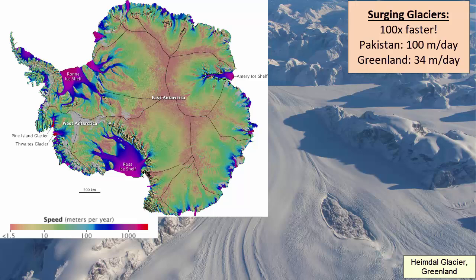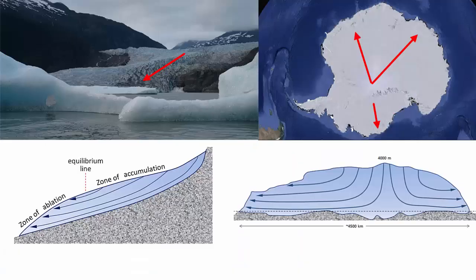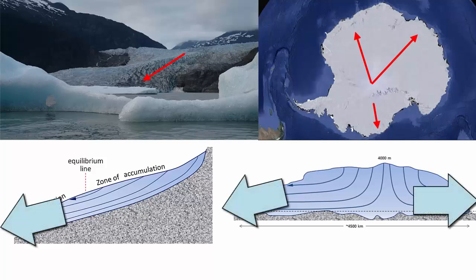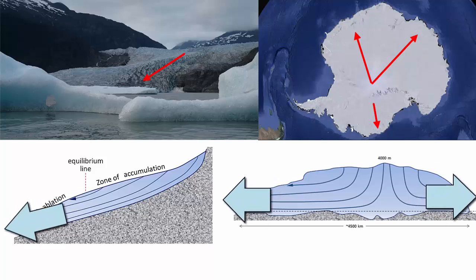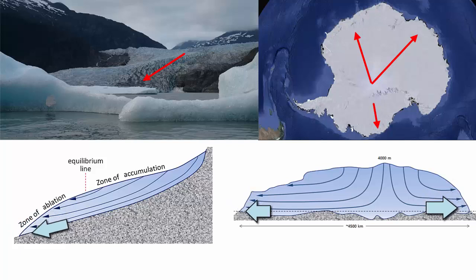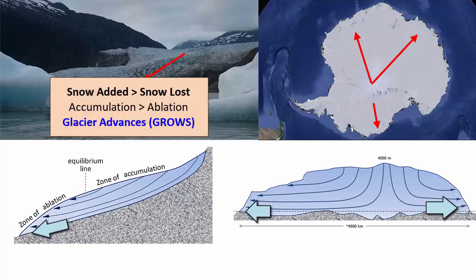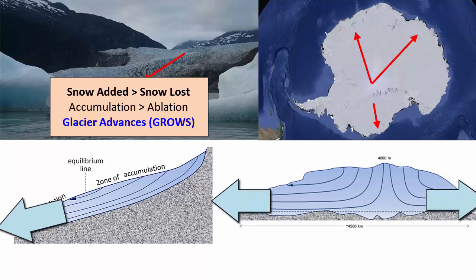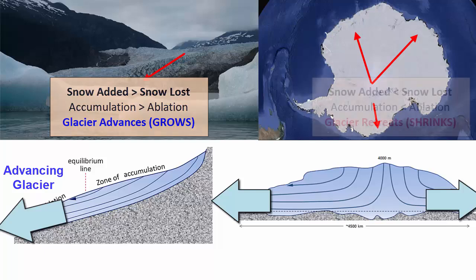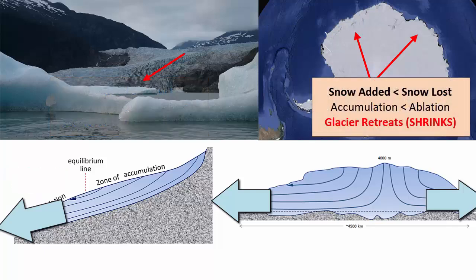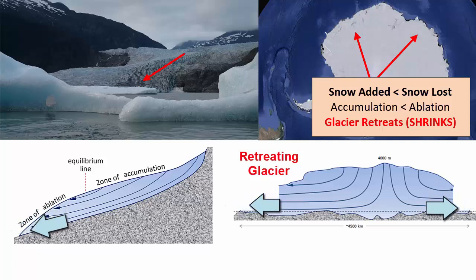For continental ice sheets, the fastest moving ice stream is 34 meters per day. That's 1.4 meters per hour, and it's found in Greenland. In addition to all glaciers moving continuously downhill or outward under their own weight, they can also advance or retreat, grow or shrink over time, depending on their snow supply. When more snow is added each year than lost, accumulation is greater than ablation, the glacier is advancing. When there's more snow lost than gained, ablation is greater than accumulation, the glacier is retreating.